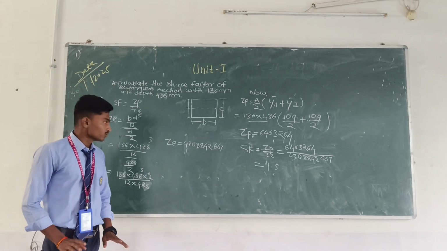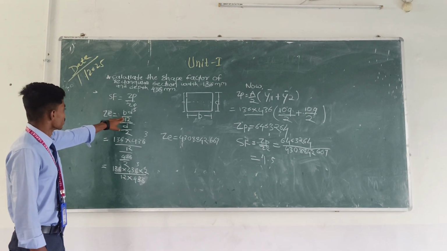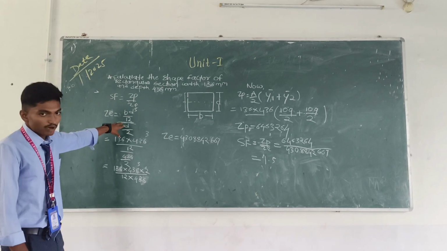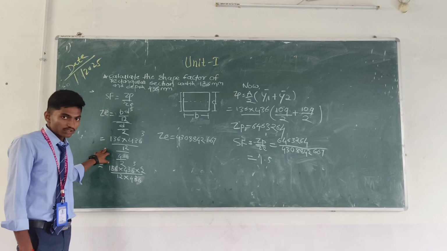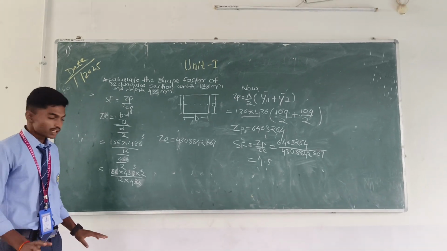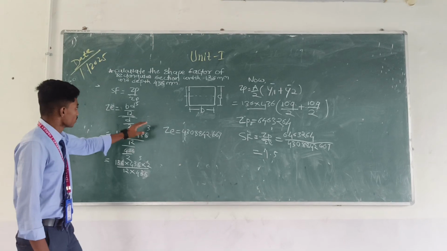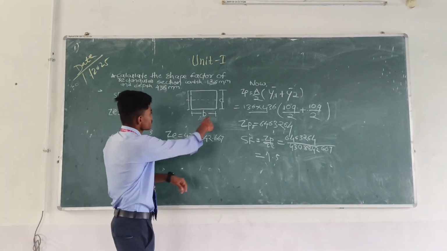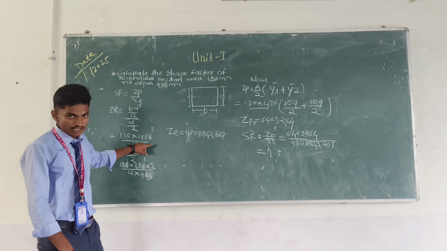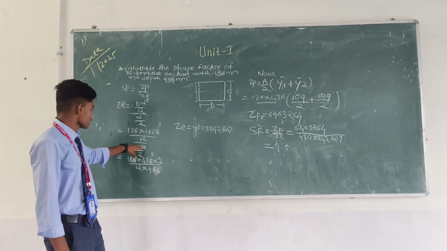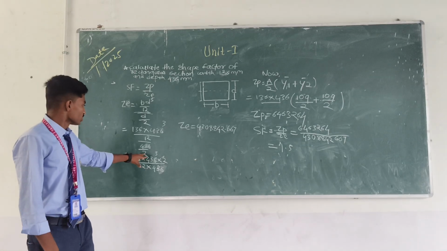So first of all we calculate Zd, that is b d cube upon 12 upon d upon 2. So we will put the value in the calculator. We will get 136 into 136. This is 136 and the depth is 436. So 436 cube upon 12 upon 436 upon 2.